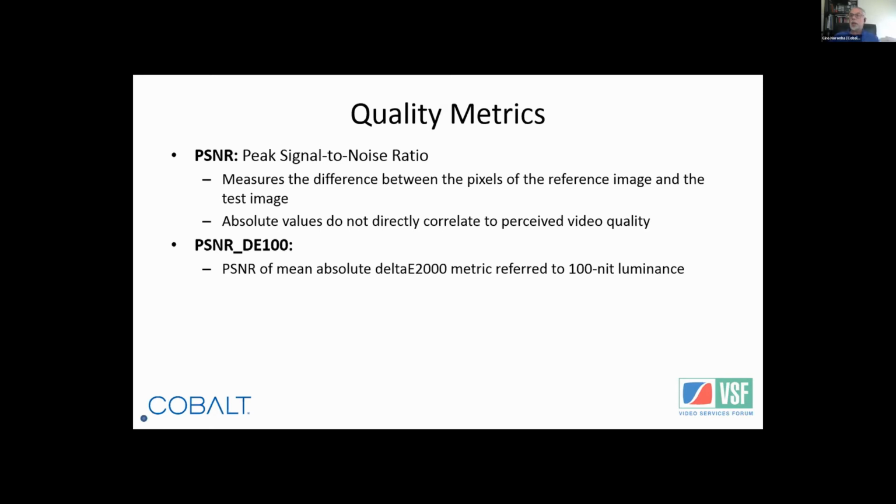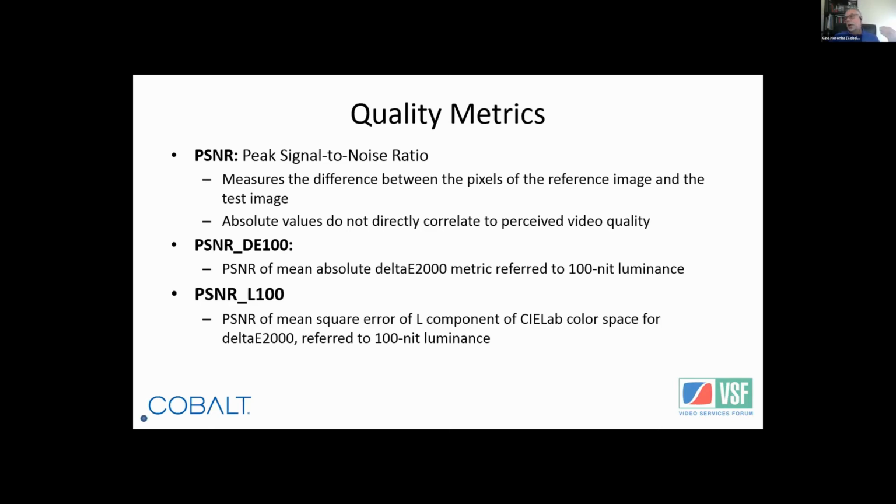By a good measure, I mean it favorably matches subjective evaluation. Another one is PSNR L100, which is basically computed from delta E 2000, but using just the L component of that. It also compares very favorably in terms of matching subjective tests of quality. So that's my point here.